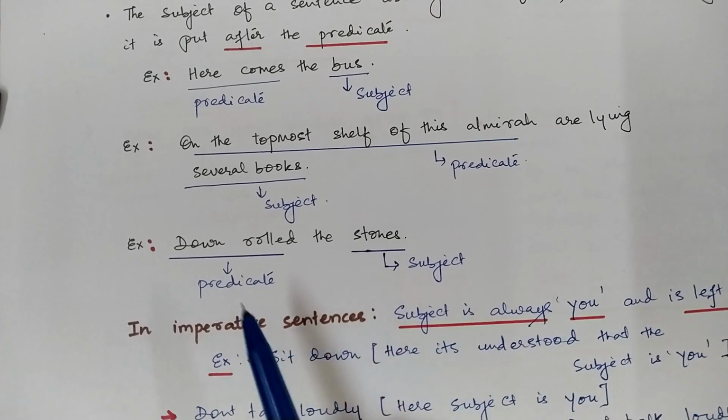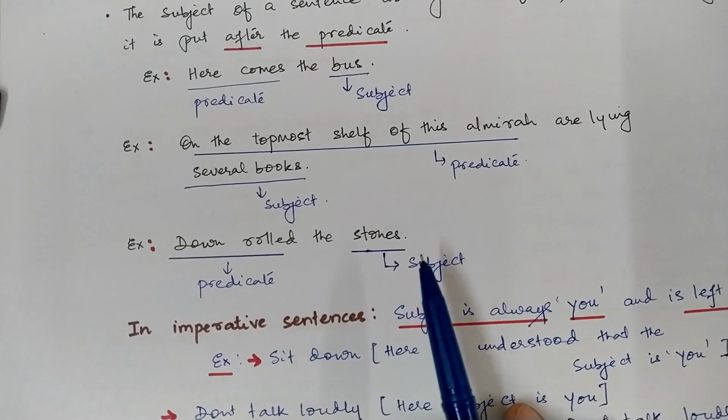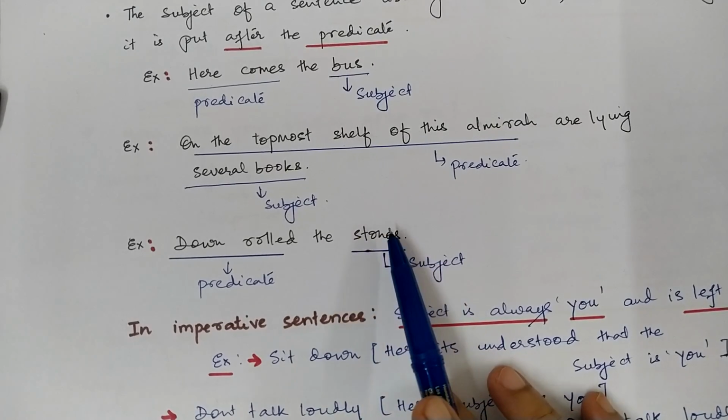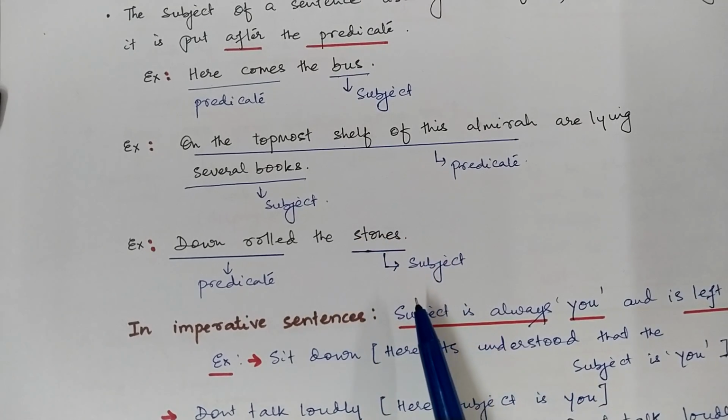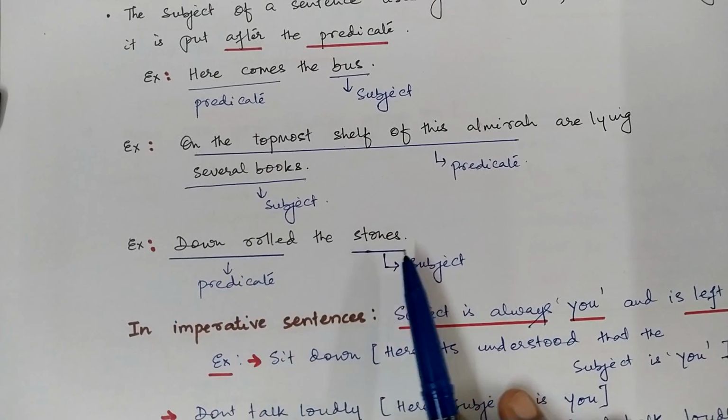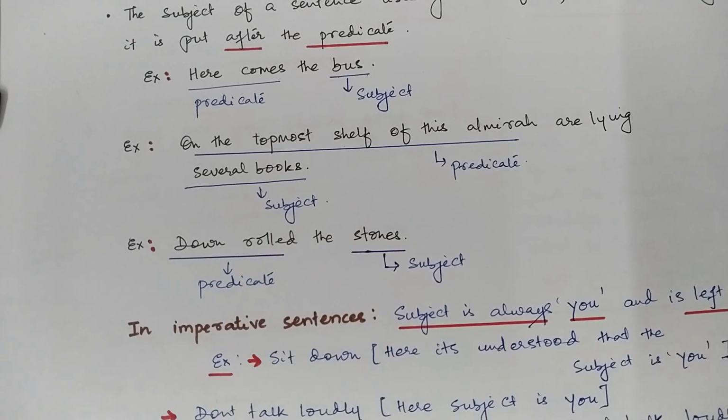Number 3. Down rolled the stones. Now we have to identify the subject first. What are we talking about? We are talking about stones. So stones is the subject. Now what has happened to the stones? They rolled down. Down rolled the stones. So down rolled becomes the predicate.